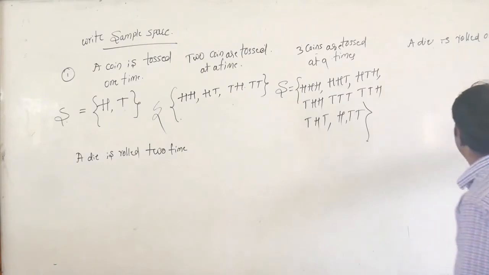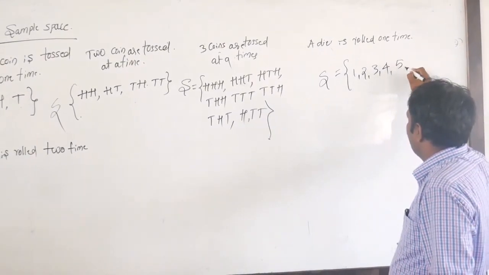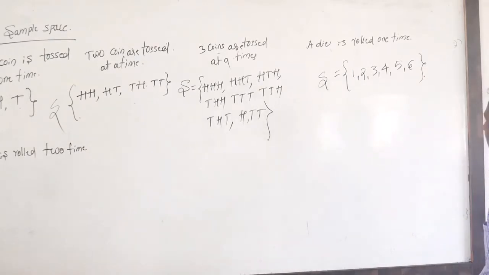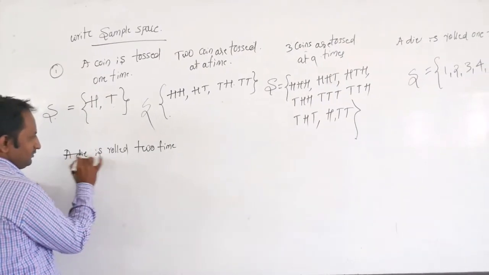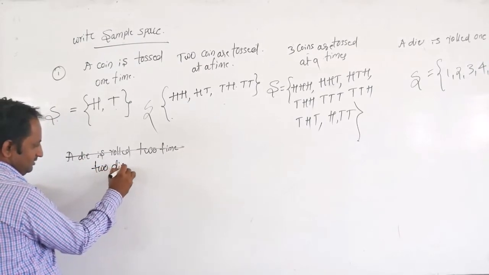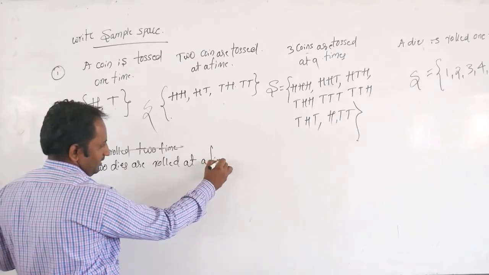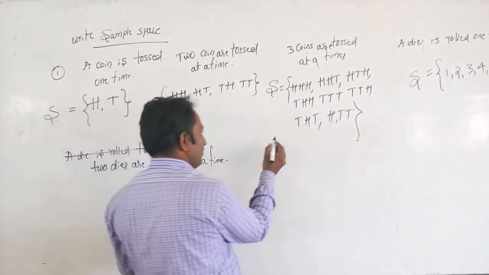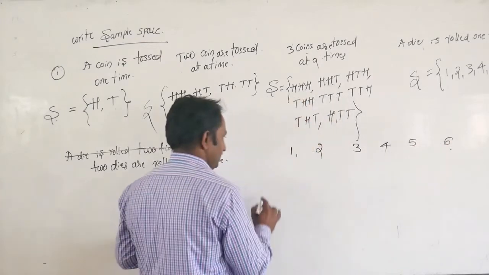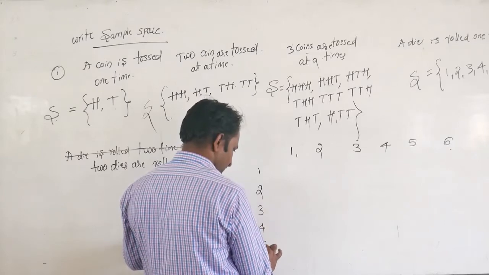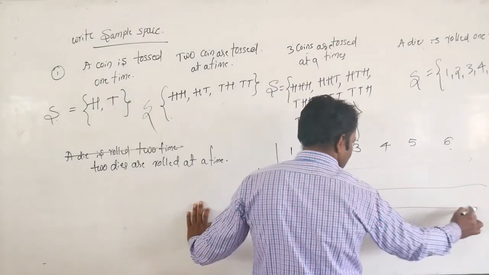A die is rolled one time. The possible outcomes are 1, 2, 3, 4, 5, 6. Now, two dice are rolled at a time. The possible results for each die are 1, 2, 3, 4, 5, 6. This is our possible result for this experiment.